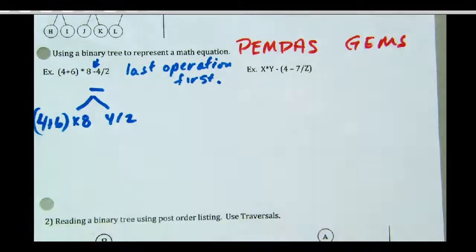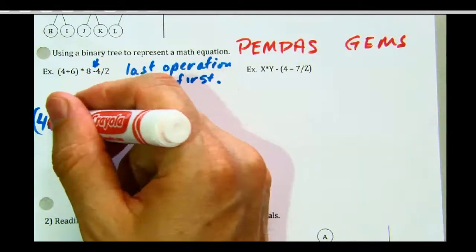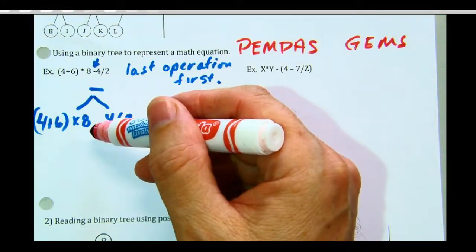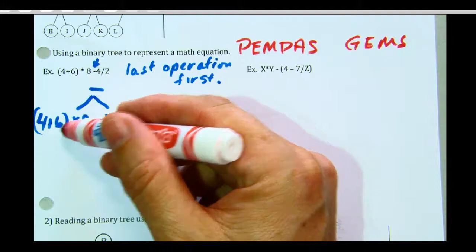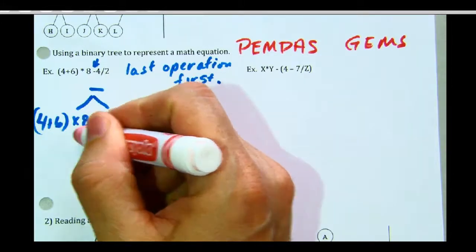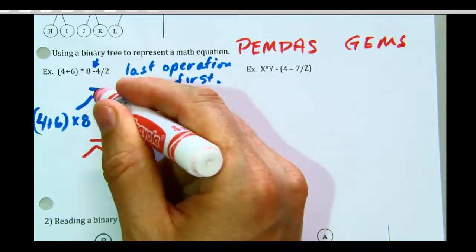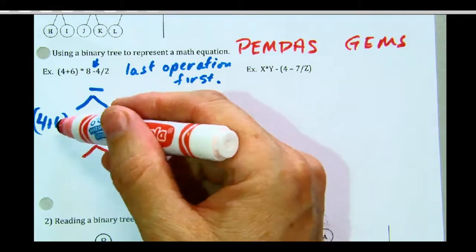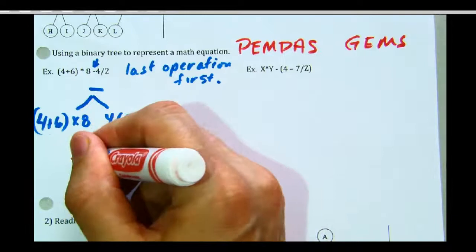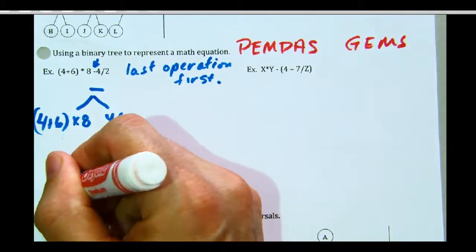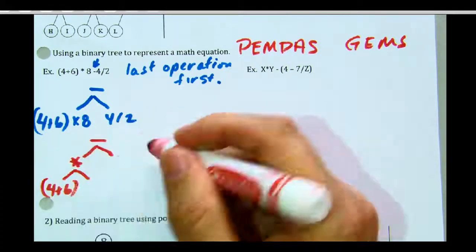Now I'm going to go on to step 2. In step 2, I'm going to split this one up. Which operation would you do last between these two? Well, you do the multiplication last because this is a grouping. So what I'm going to do is start this all over again. That minus is this minus. And then I'm going to have the multiplication symbol here. And then what am I multiplying? Well, I'm multiplying 4 plus 6 with the 8.